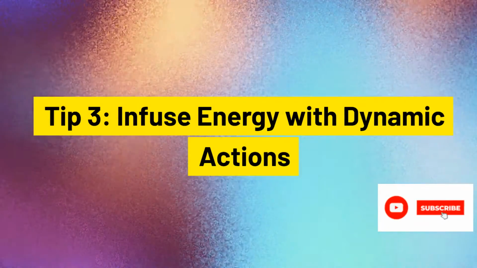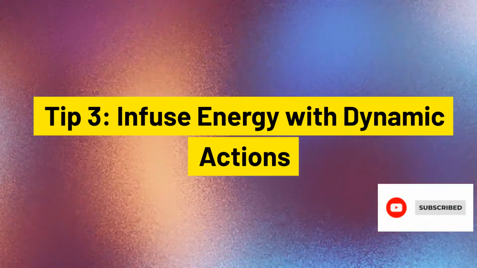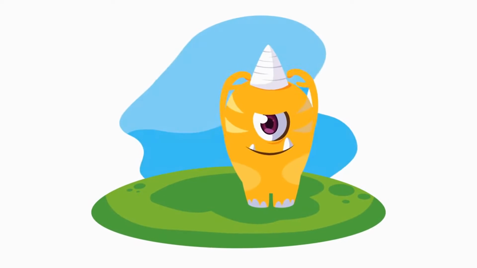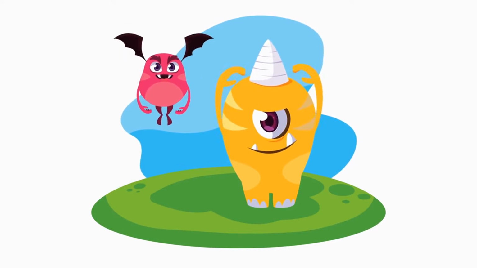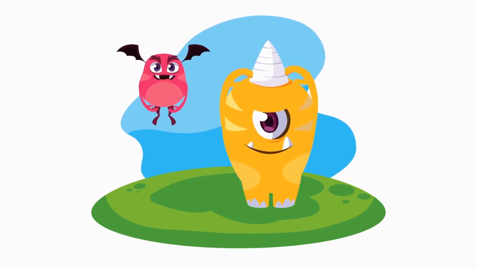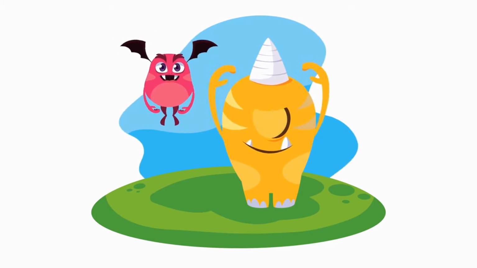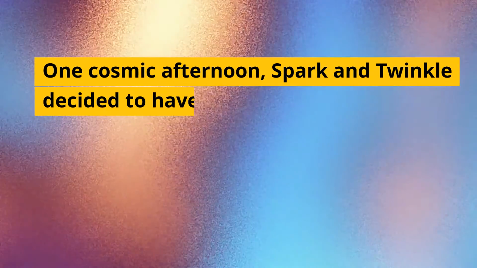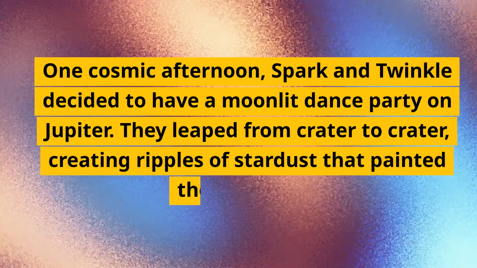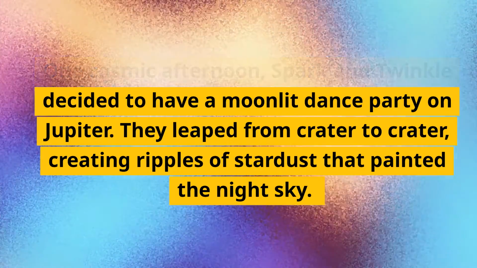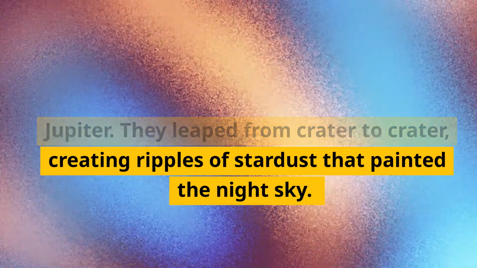Tip 3. Infuse energy with dynamic actions. Keep your story lively by letting your characters engage in exciting activities. They can dance, fly, or even embark on quests for hidden treasures. Like this, one cosmic afternoon, Spark and Twinkle decided to have a moonlit dance party on Jupiter. They leapt from crater to crater, creating ripples of stardust that painted the night sky.